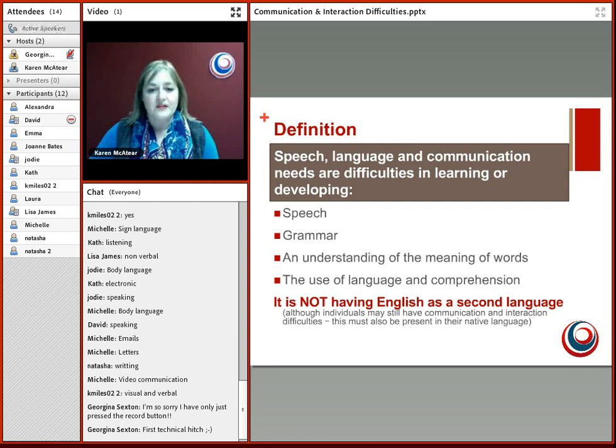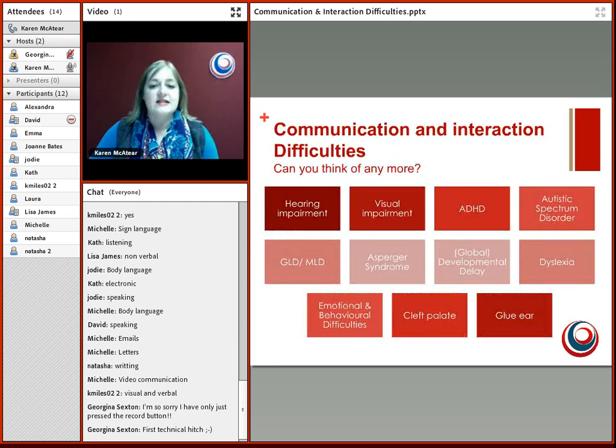All right. So these are some of the instances that might cause a young person or a child, or an adult for that matter, to have a communication and interaction difficulty. So it could be that they have a hearing impairment, so they could be partially hearing. They could have temporary hearing loss, or sometimes children have blue ear.